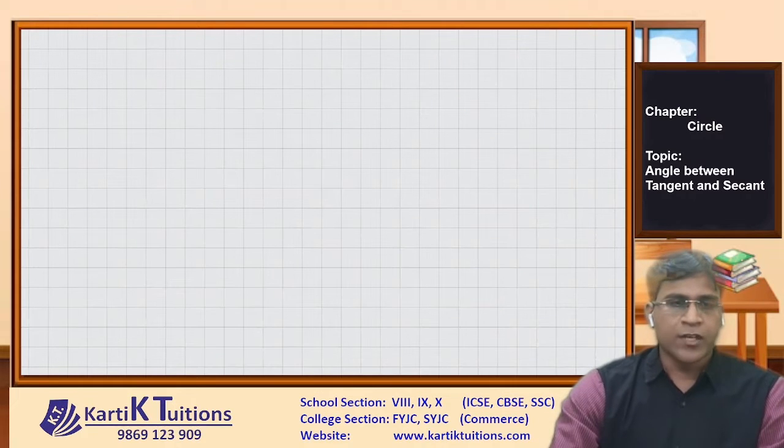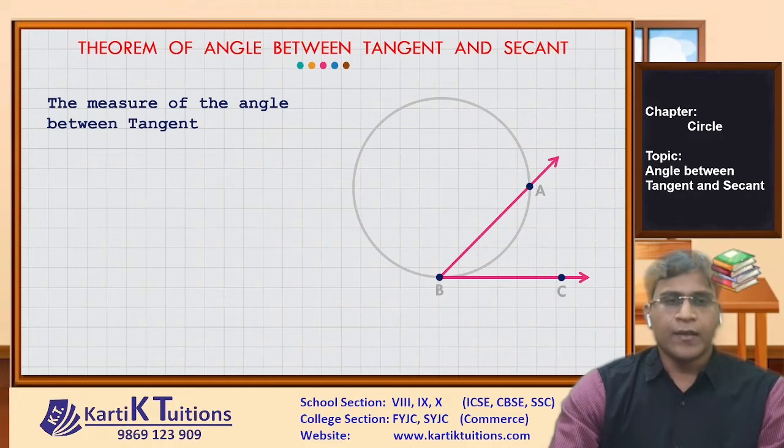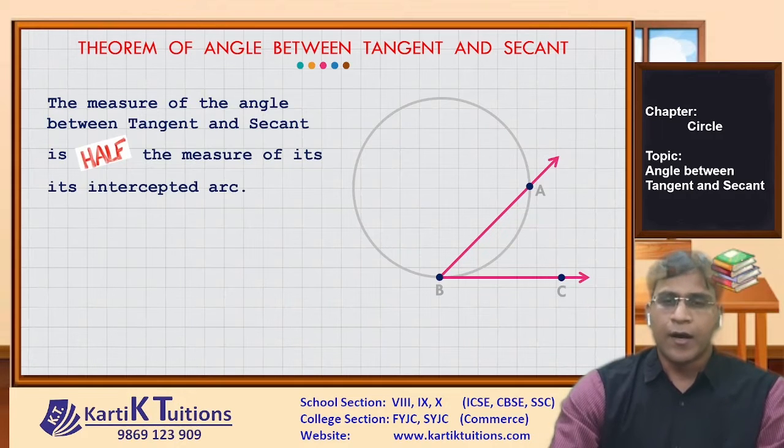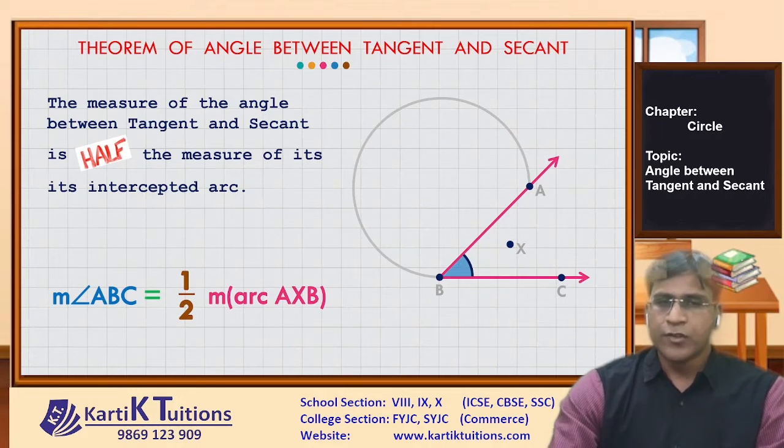Now let's have a look at a proper statement from the beginning. The statement goes as: the measure of the angle between tangent and secant is half the measure of its intercepted arc. Now if you observe our angle ABC, where B is the vertex on the circle, BC is a tangent and BA is a secant. Hence, it is the angle between tangent and secant. So the measure of angle ABC has to be half the measure of its intercepted arc, that is arc AXB. I hope you have understood this theorem.